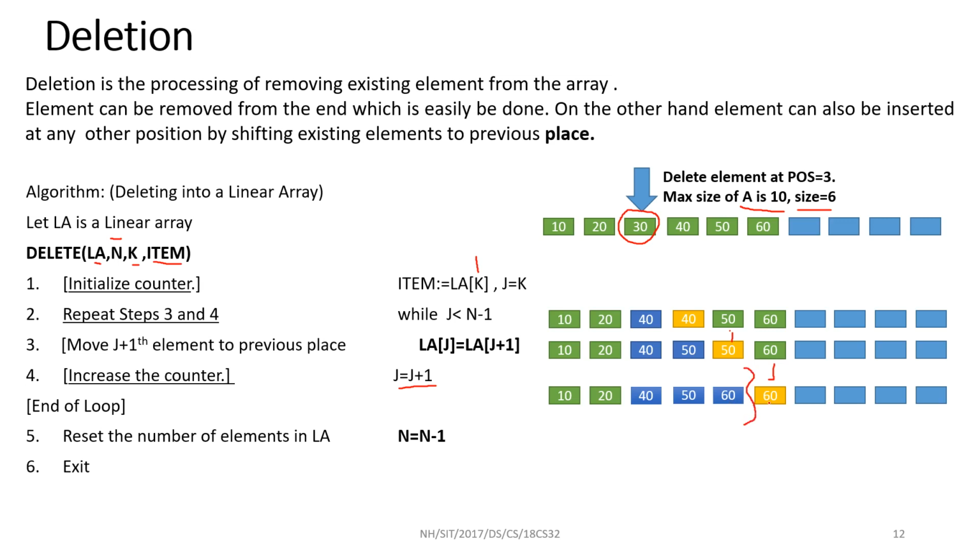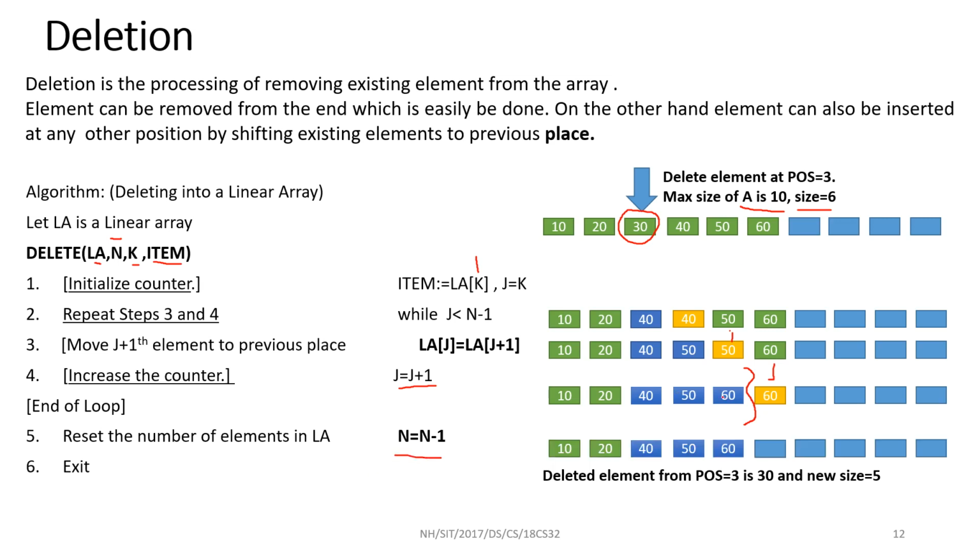As you can see, there is a duplicate copy of the last element. We have to ignore that. To ignore it, you reduce the size. Size was 6, reduce it by 1: 1, 2, 3, 4, 5. Once you reduce the size, you just ignore it. 10, 20, 40, 50, 60 are the updated array content. The new size is 5. In the case of insertion, the array expands. In the case of deletion, the array shrinks.